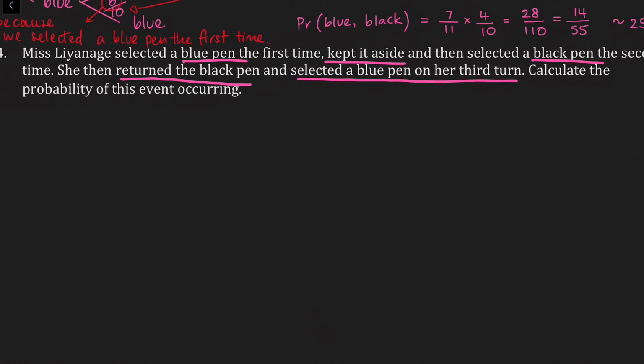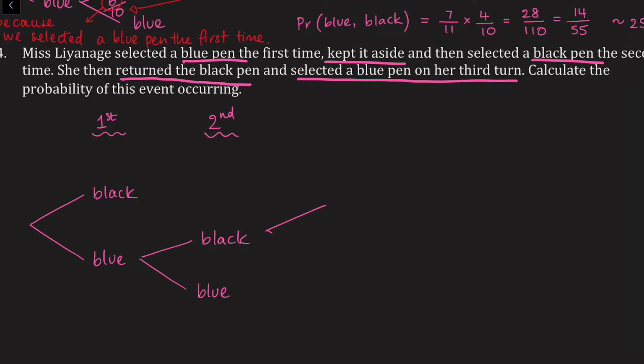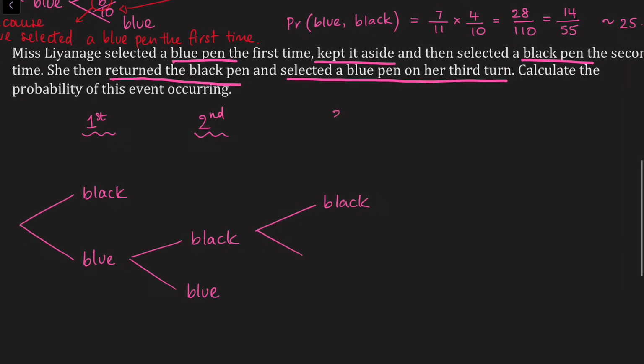So my initial one will be black pens and blue pens. Now I picked a blue one the first time, so branching off the blue pens, we've got black and then blue pens to choose from. So I'm going to say this is our first event, second, and then after picking a black pen the second time, I'm going to have another 2 branches coming off that, because my third time I picked a blue pen.